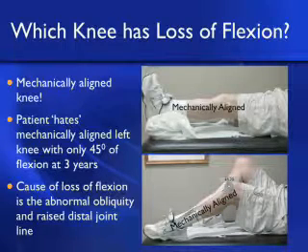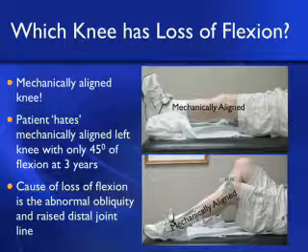So the cause of loss of flexion is the abnormal obliquity and raised distal joint line on the mechanically aligned side, which can be caused by referencing the femoral head and the variability in the shape of the femur between our subjects.